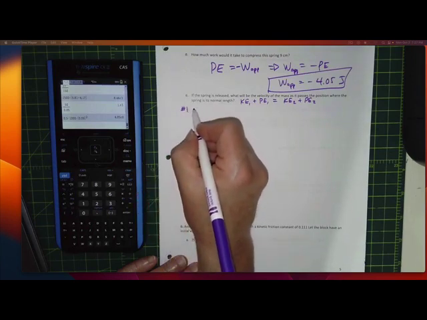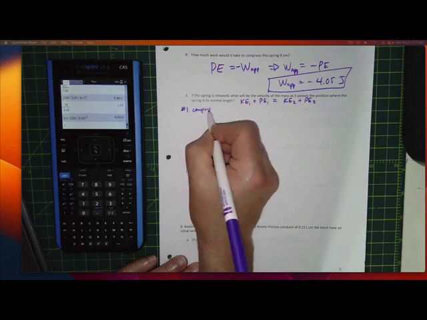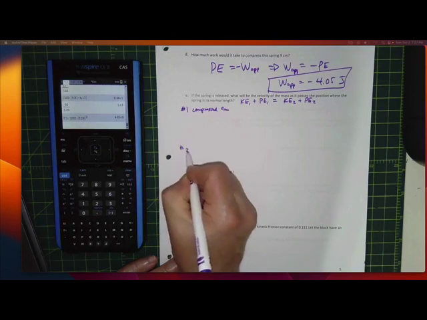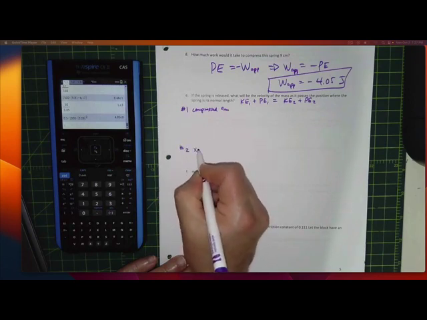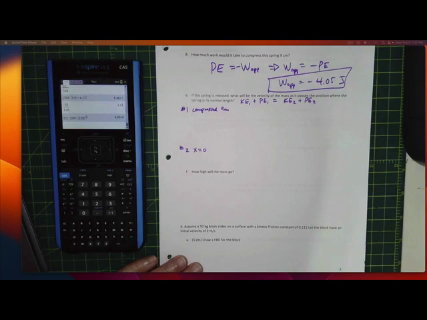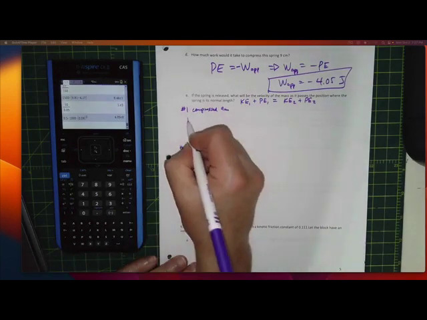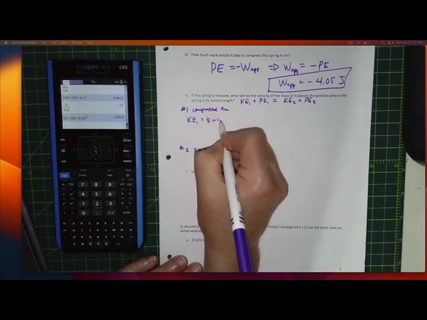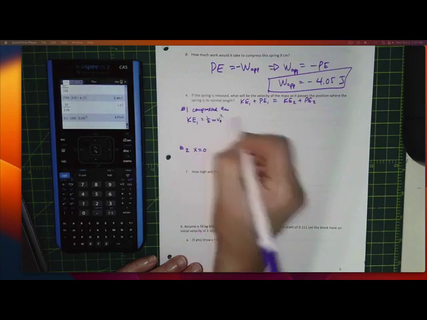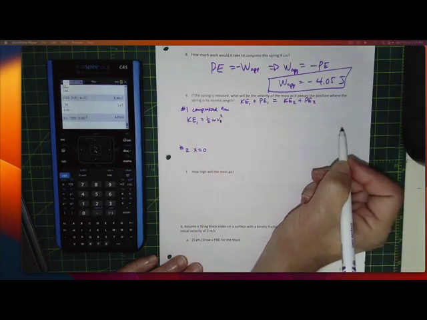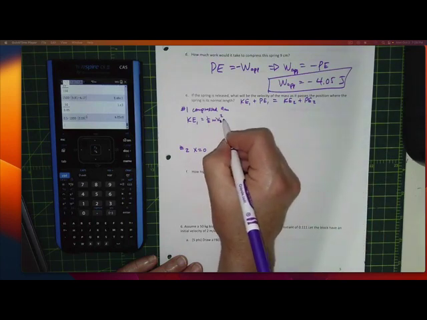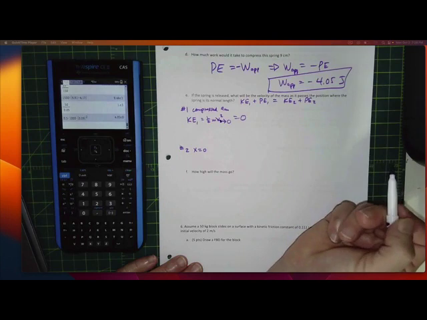Condition 1 is when it's compressed 9 centimeters, and condition 2 will be when x equals 0, when it just passes the uncompressed position. So KE1 is 1/2 m v1 squared. When it's compressed, it's just sitting there, has no kinetic energy, velocity is 0. So the kinetic energy is 0 for condition 1.